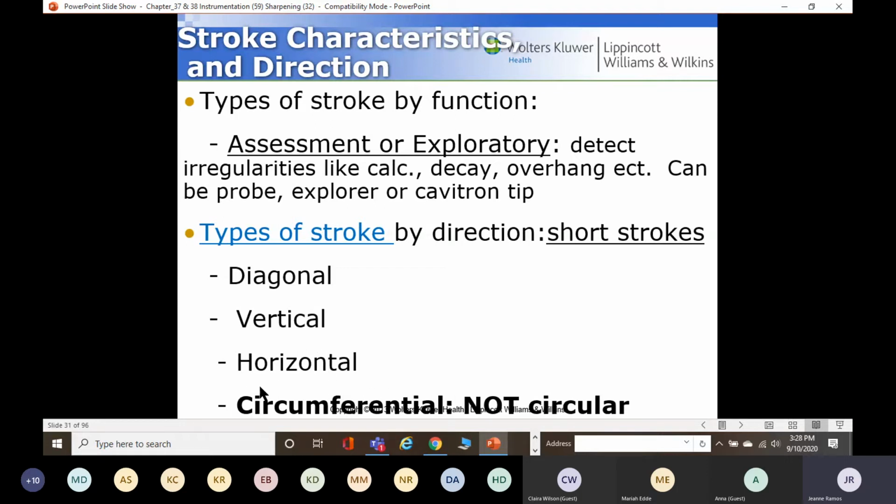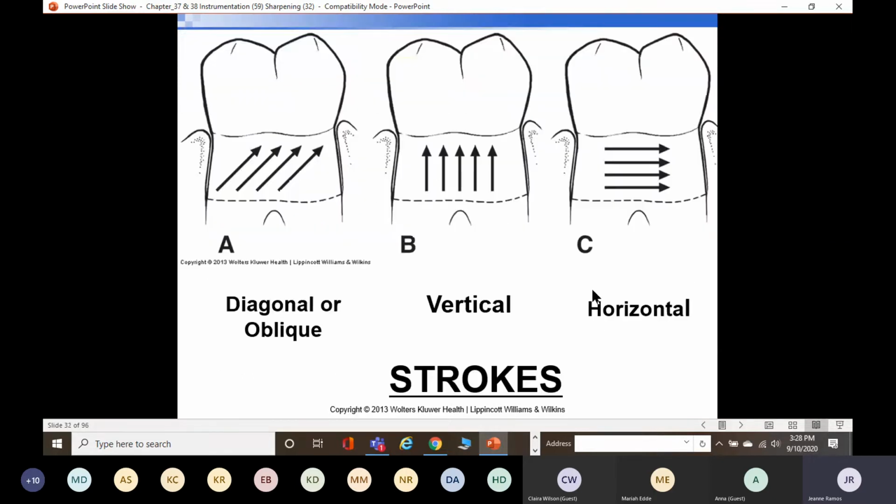Circumferential, they use the word circumferential, not circular. So if a question asks you something about scaling a tooth circumferentially, they're talking about all the way around in a circle. They just don't use the word circular. So these are oblique. This is down by the bottom of the pocket depth, and here would be the gingival margin. And you can kind of go sideways, straight up and down, horizontal.